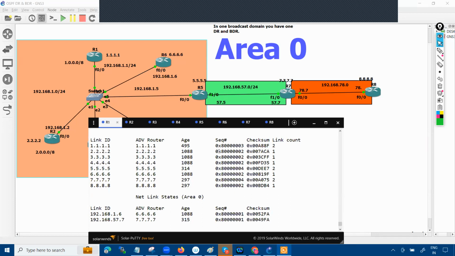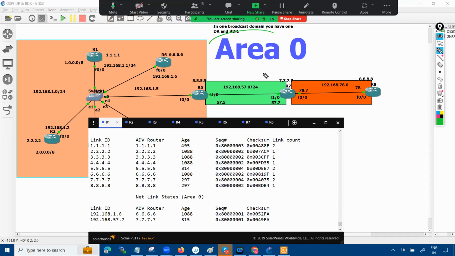So that means sharing the database with each other. Yeah, sharing the information. So eventually they are all part of the same area, right? Yeah, eventually they are part of the same area. That's true. So within the same area, they have identical information. Yes, they are part of area 0, right? Yeah. 1 to 8. Right.